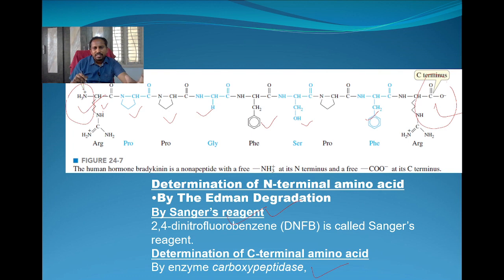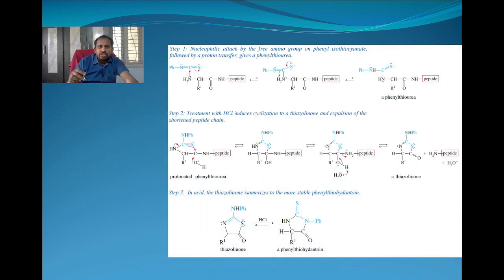Okay, N group analysis, Edman degradation. What is the Edman reagent? These are the three steps of analysis of the N terminal by Edman degradation. Here, which reagent is given? Phenyl isothiocyanate is given. At the N terminal, the free amino group makes a nucleophilic attack on phenyl isothiocyanate, followed by proton transfer. Then this will rearrange to form phenylthiourea. In the next step, treatment with HCl induces a cyclization to a thiazolinone. So this cyclic compound will form.